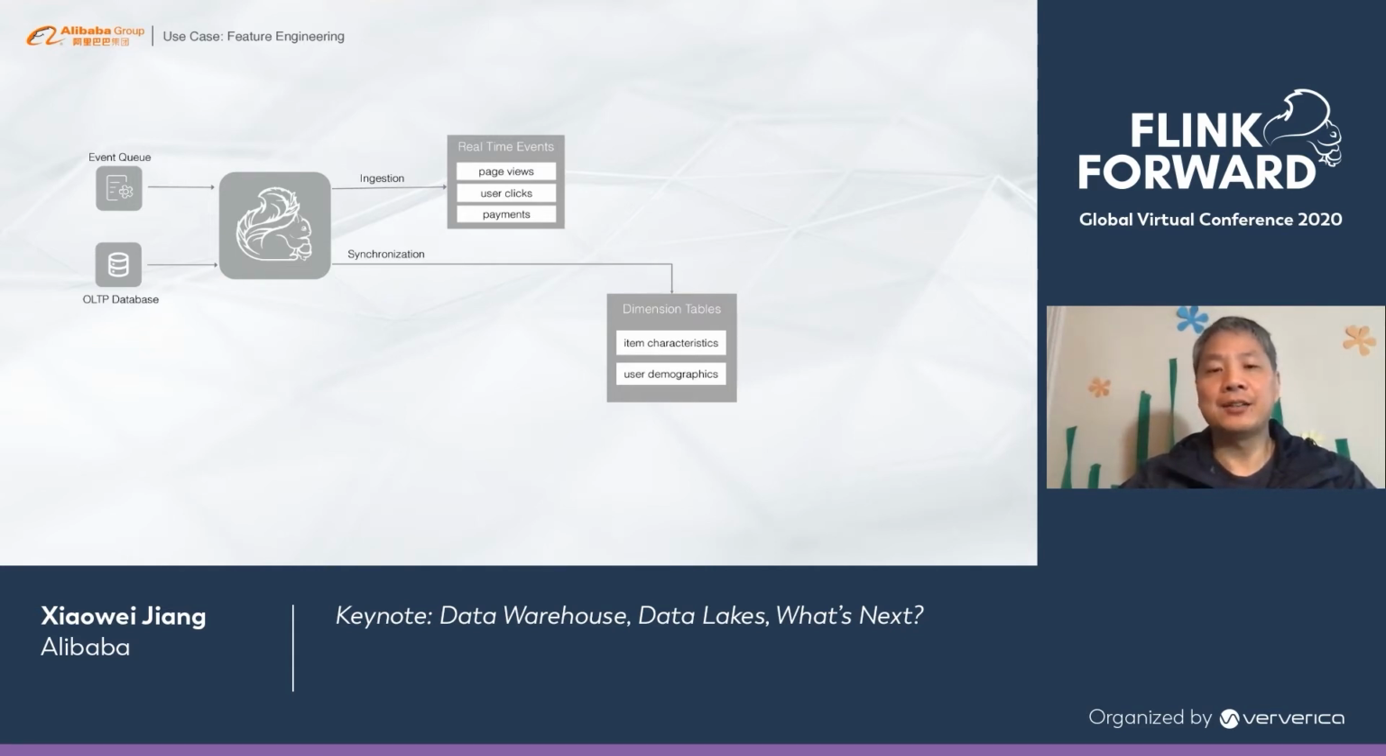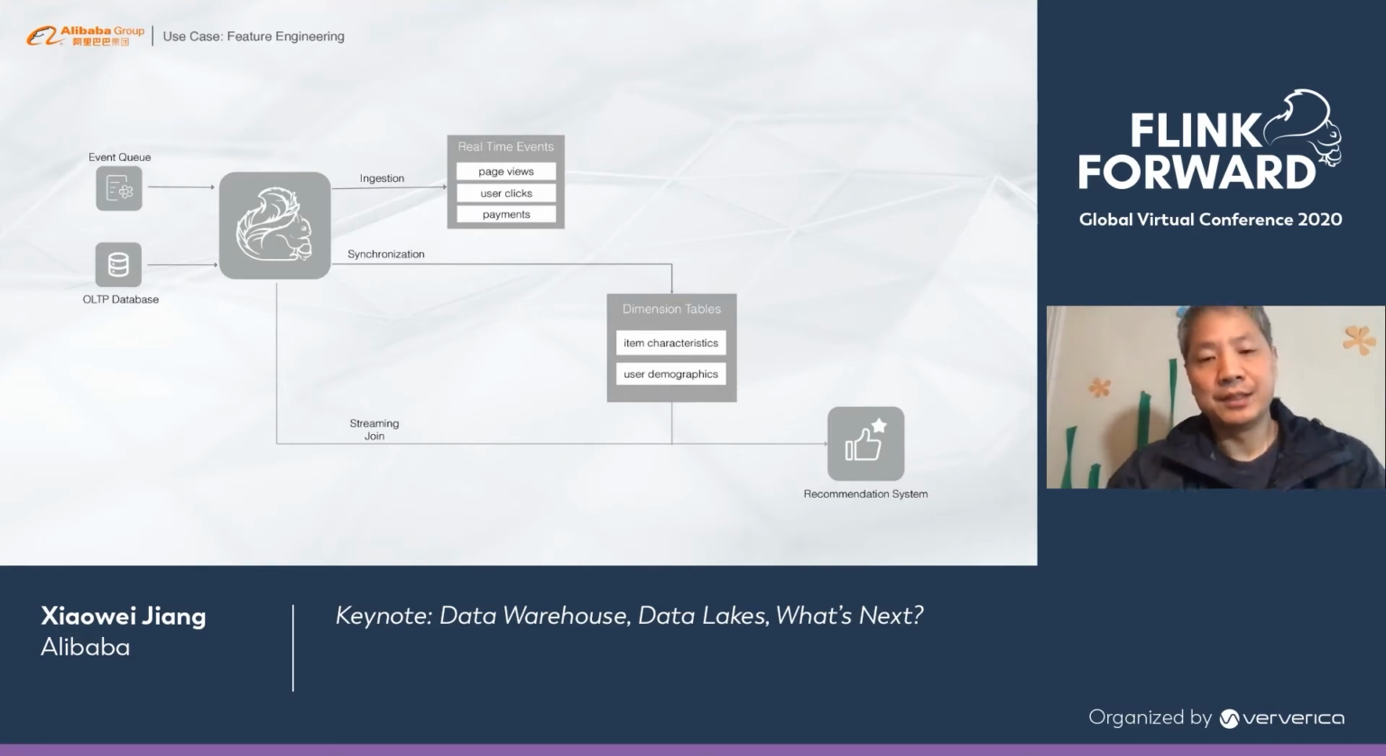Once we have the entity tables synchronized into our system, we can use Flink to do dimension table joins in a streaming fashion. The joined data gets further processed and will generate basic features, including things like the inventory of an item or the demographics of a user, etc. Such basic features are made available to our downstream recommendation systems.